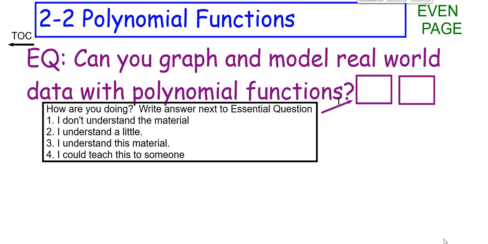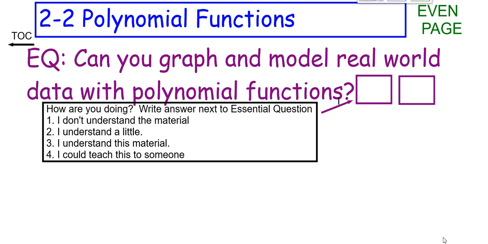This is a recording for math analysis, and this is the beginning of section 2.2, polynomial functions. Our essential question is, can you graph and model real-world data with polynomial functions?